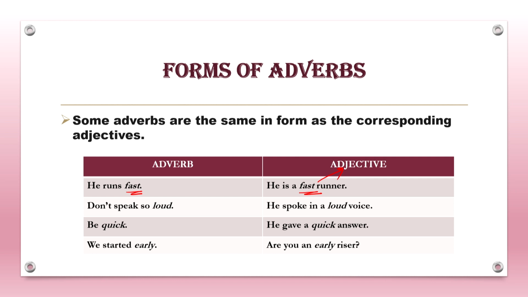Similarly, let us look at the next sentence, don't speak so loud. So, loud is again acting as an adverb over here. He spoke in a loud voice. So, here loud is an adjective. Similarly, other examples, be quick. So, quick is an adverb over here. He gave a quick answer. So, here quick is an adjective. We started early. So, it is an adverb. And are you an early riser? So, here early is an adjective.